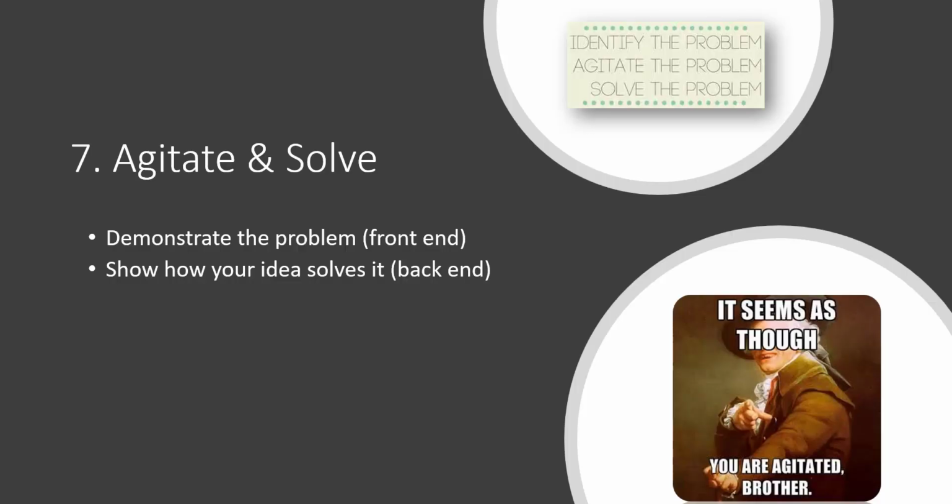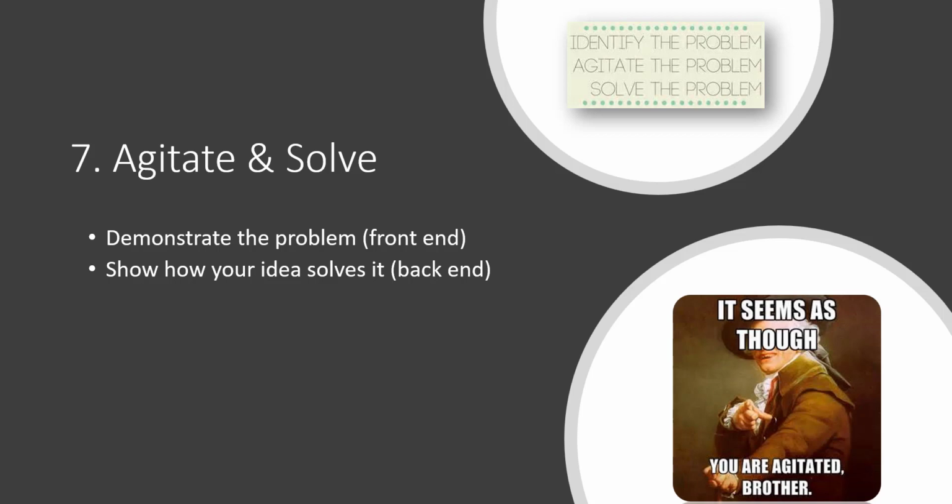Number 7, agitate and solve. This is a very effective one, especially if you have a resistant reader. So we already talked about the front end and the back end. So the front end, you'll demonstrate the problem, and then the back end, you will show how your idea solves it. The agitate and solve technique is where that front end is very agitating and irritating to your reader.